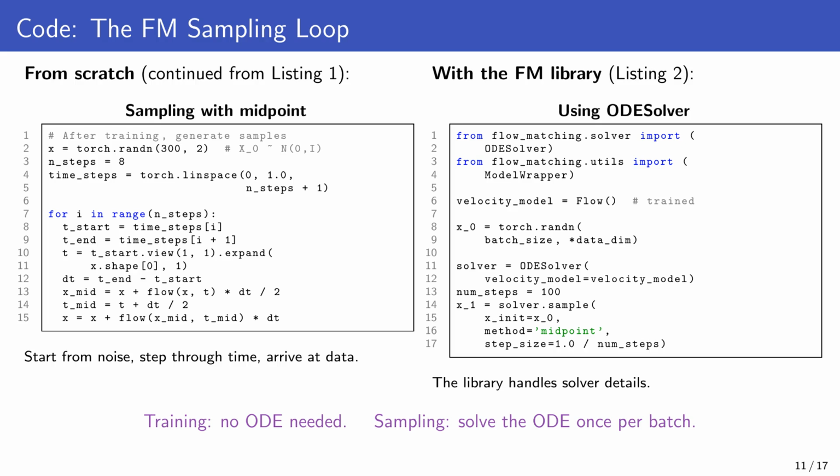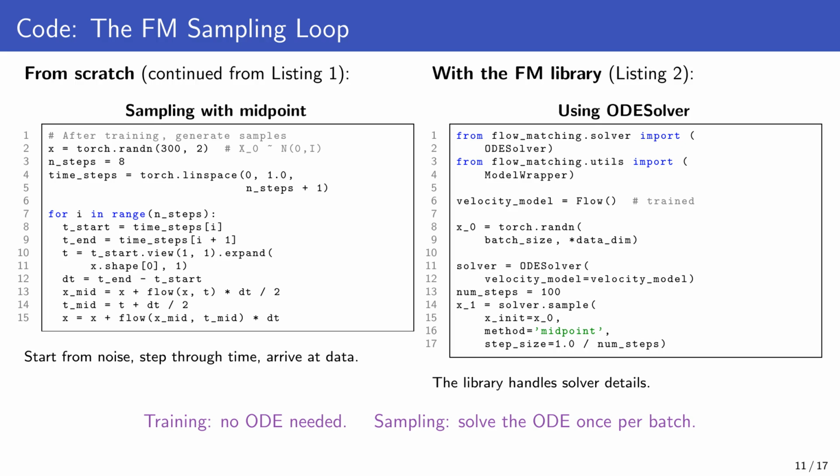The library version on the right is more concise. You create an ODE solver, give it your trained velocity model, and call solver.sample with the initial condition and solver parameters. Under the hood, it does the same thing, but the library handles edge cases, different solver methods, and batching for you. Notice the asymmetry between training and sampling.